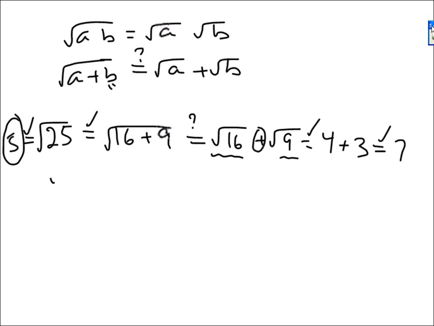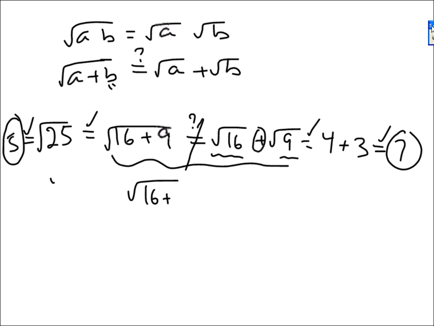But 5 does not equal 7. One of these equal signs is wrong. It's that one. That is, this didn't make it. The square root of a plus b did not equal the square root of a plus the square root of b. This would work in subtraction as well.